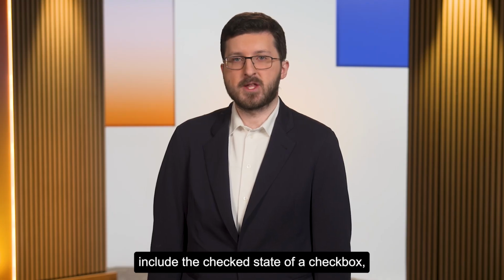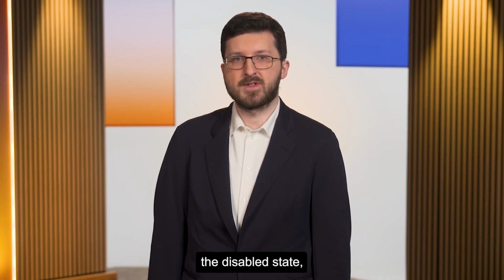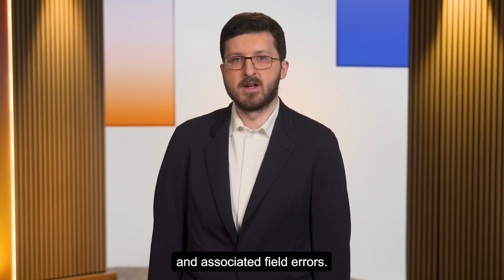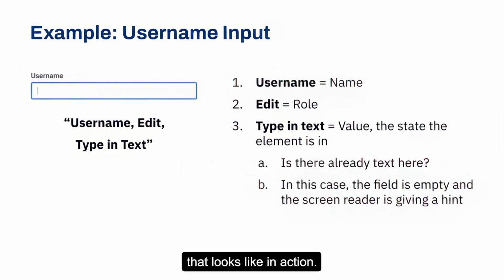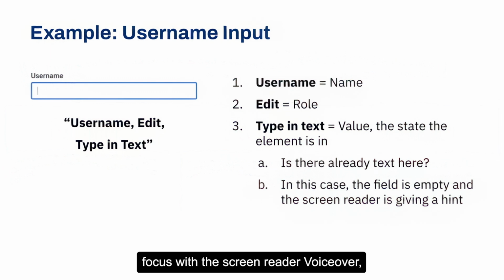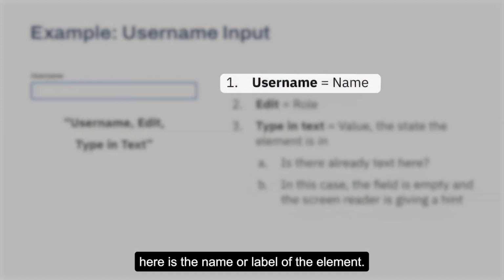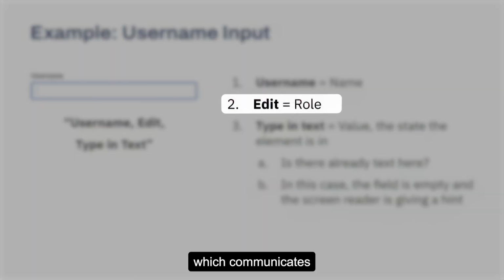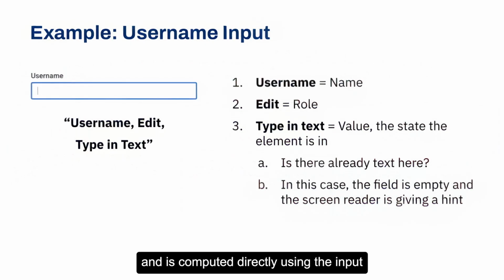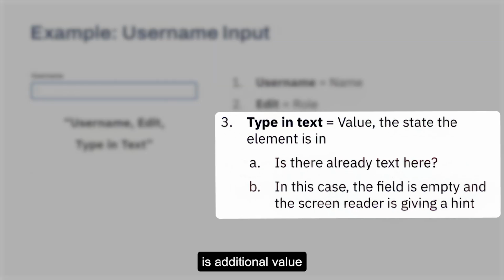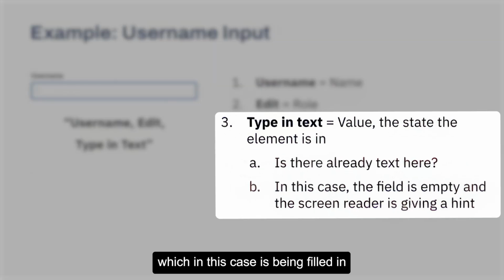Examples of values include the checked state of a checkbox, the disabled state, and associated field errors. Here's an example of what that looks like in action. When a username text input receives focus with the screen reader VoiceOver, you might hear something like "username, edit, type in text." Username here is the name or label of the element. Edit is the role, which communicates that this is a text input and is computed directly using the input type equals text HTML tag. Type in text is additional value information, which in this case is being filled in by the screen reader.